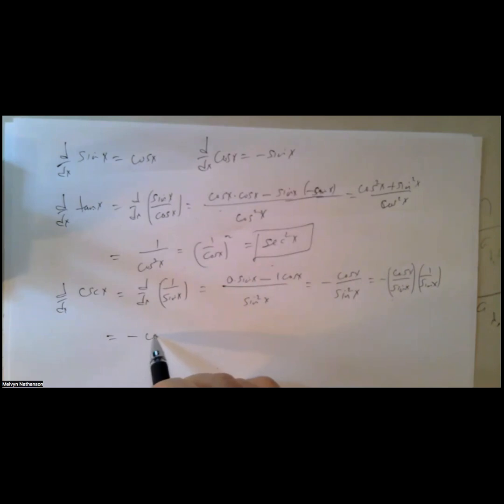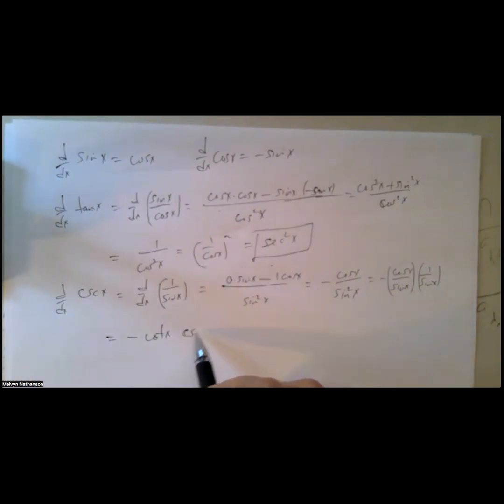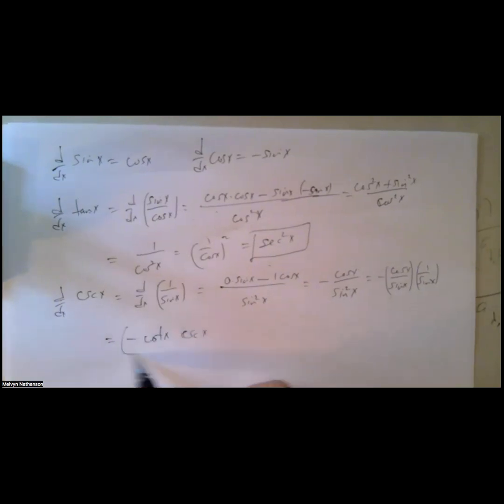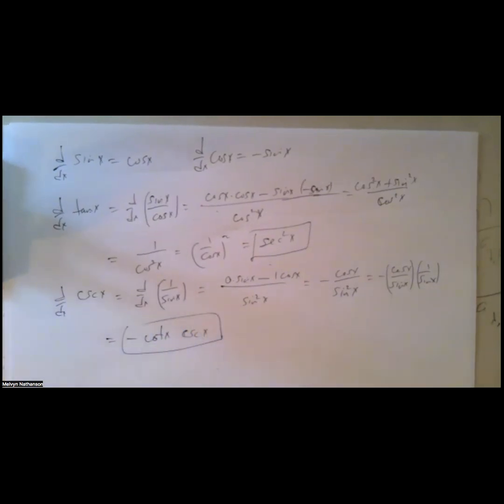So that's minus cosine x over sine squared x. Or if you like, you can write this as minus cosine x over sine x times 1 over sine x. Sine times sine is sine squared. Cosine over sine is the cotangent of x, and 1 over the sine is the cosecant of x. So the derivative of the cosecant is minus the cotangent times the cosecant.